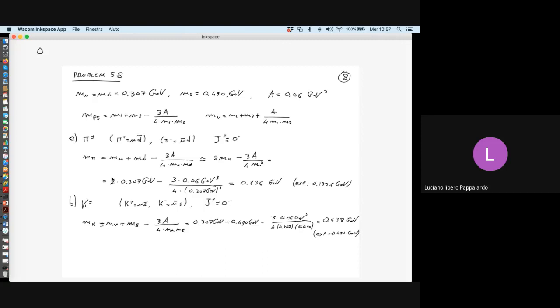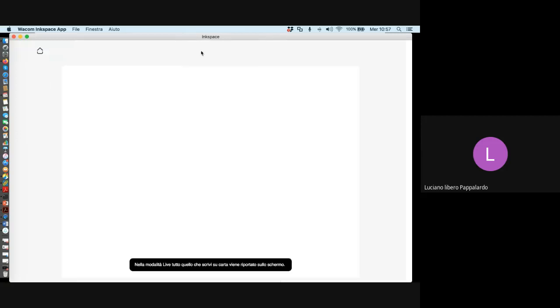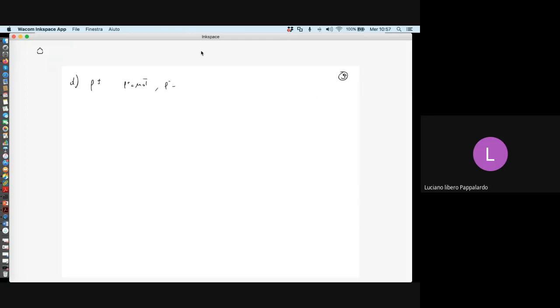Okay, the K0 you can do yourself. Let's move on now to a vector meson case. So we move now to the case D. So now we have vector mesons, the rho plus minus, with the rho plus being a u d-bar and the rho minus being a u-bar d, much like the pi plus and the pi minus. But now these are vector mesons, so J^P 1 minus.